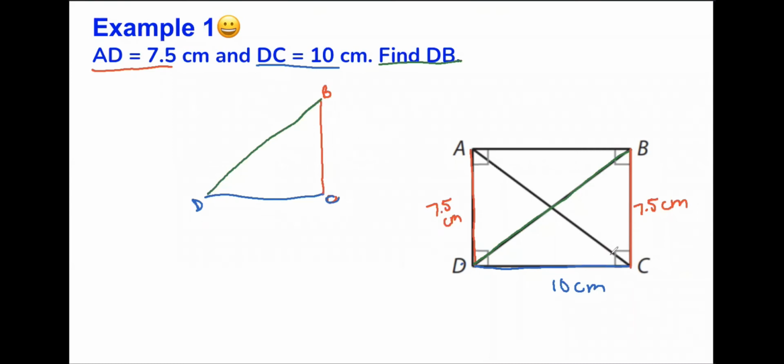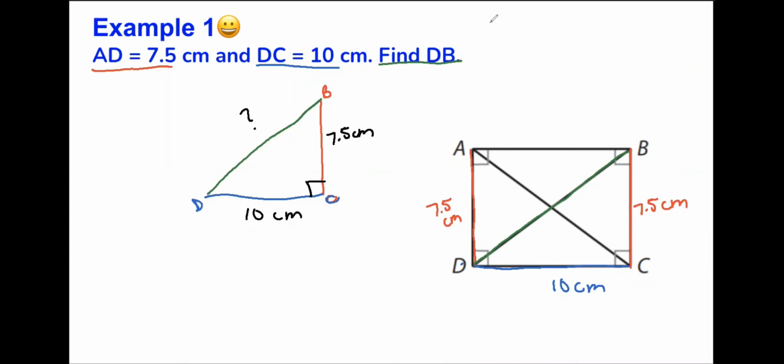And notice that in this corner right here, for angle C, we have a beautiful right angle. Now I know the measurement for this length, 7.5 centimeters. I know the measurement for this length, 10 centimeters. How do I find the measurement of that missing length? Can you guys tell me? What can we use that we've learned before to find the missing length of a right triangle? The Pythagorean theorem.